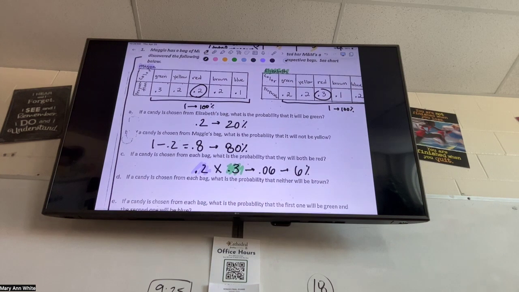Okay. What about the next one? If a candy is chosen from each bag, what's the probability that neither will be brown? What's the probability you won't get a brown one from Maggie's bag? 20% is you do get brown. What if I don't want brown? 80%. Good. And then what about from Elizabeth's bag? What do I want if I don't want brown? Or what's the percentage of? Brown is 0.1. 90%. What am I gonna do between it if I want them both to not be brown? Multiply again. And when I multiply those together, I get 0.72, which is 72%.